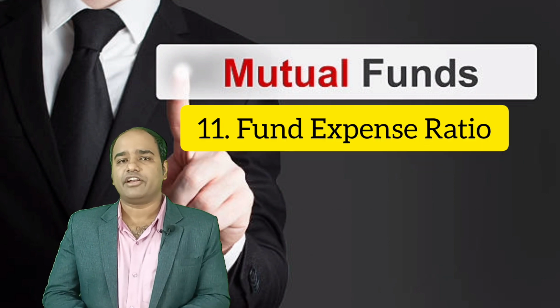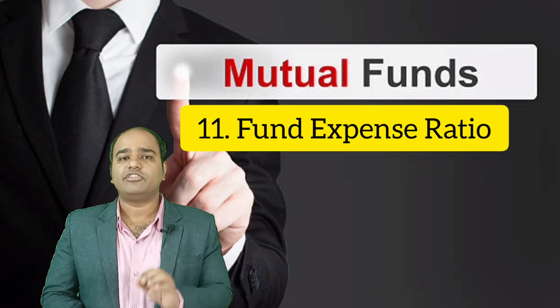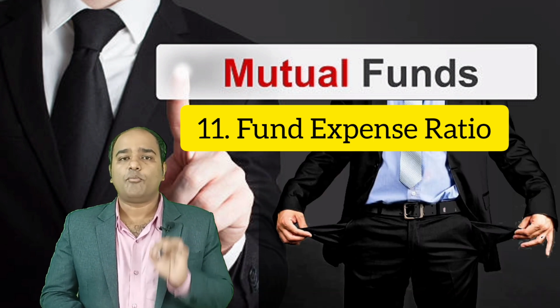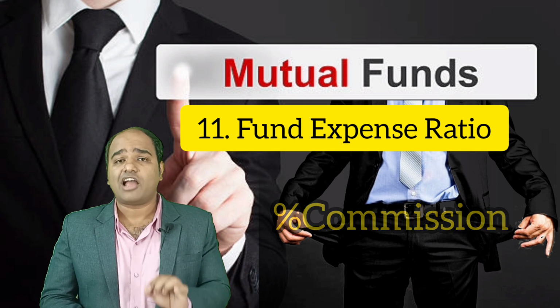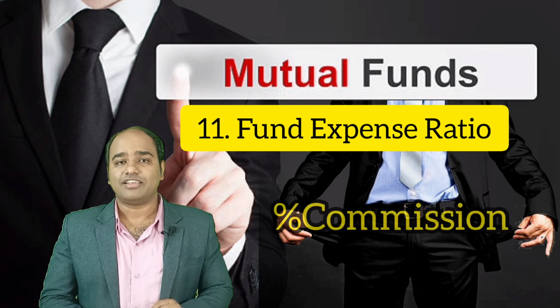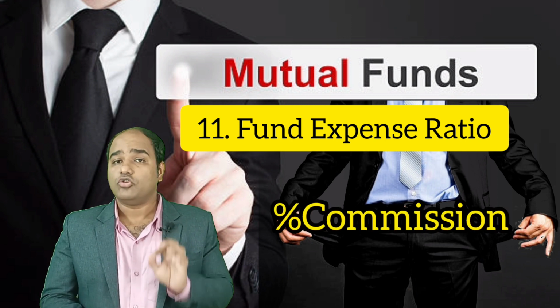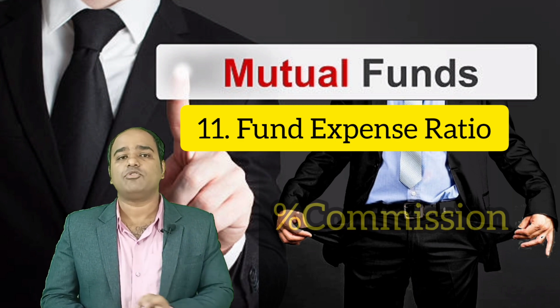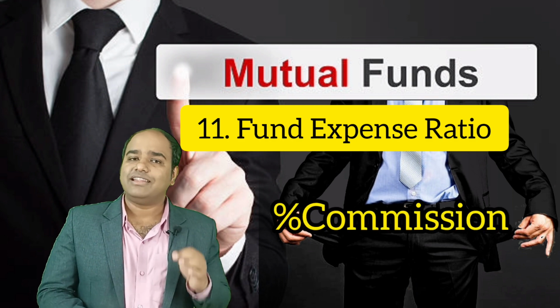The 11th and the last indicator is fund expense ratio. This ratio directly affects your pocket. Fund expense ratio means the percentage of commission that is charged from you for managing your funds. A higher expense ratio means you have to pay extra commission to the fund house. Before selecting any mutual fund, always consider this cost factor.